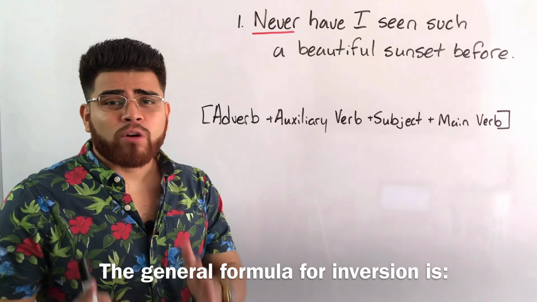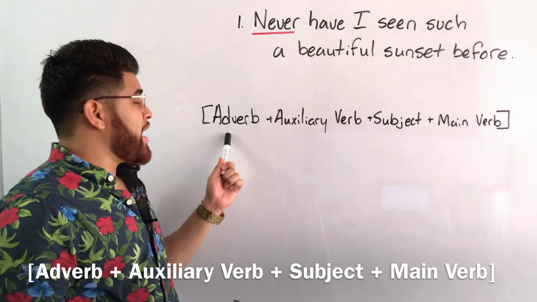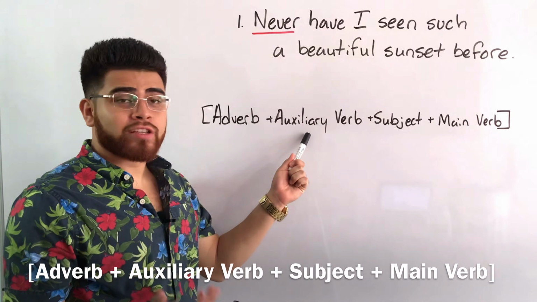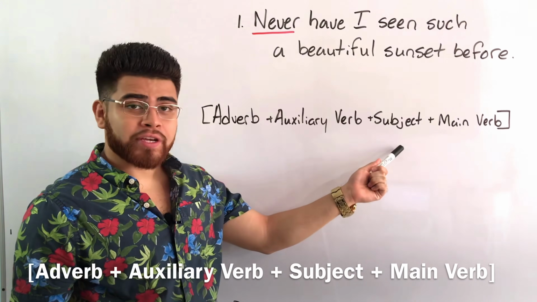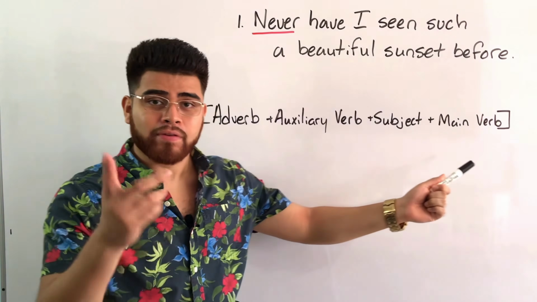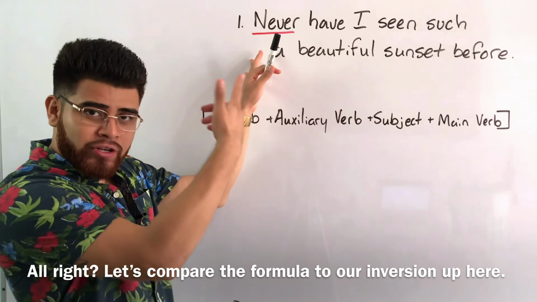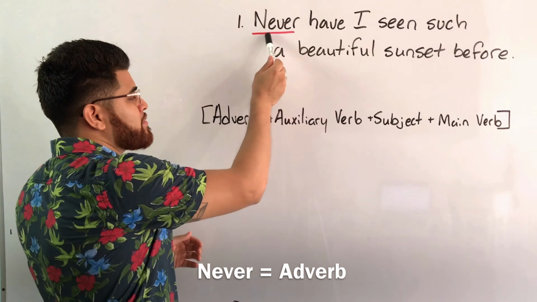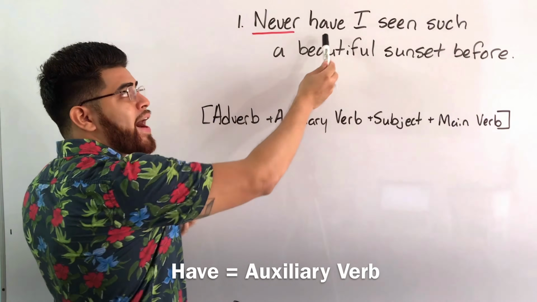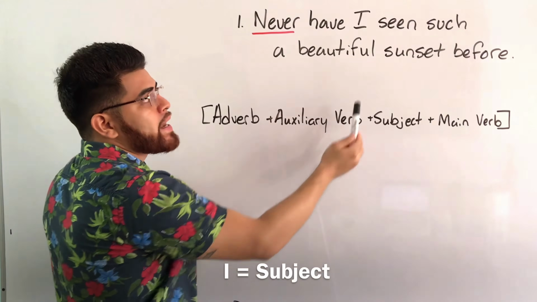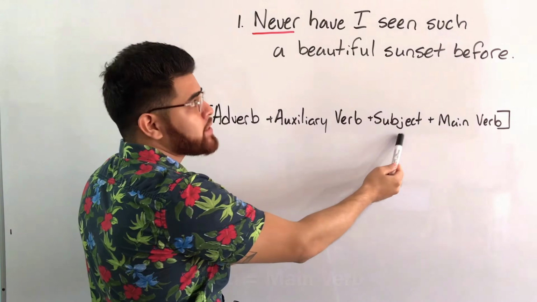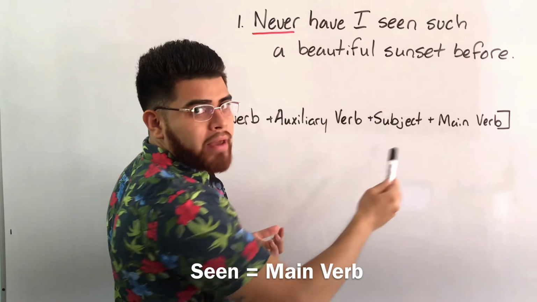The general formula for inversion is adverb plus auxiliary verb plus subject plus main verb. All right, let's compare the formula to our inversion up here. Never, adverb. Have, auxiliary verb. I, subject, and seen, the main verb.